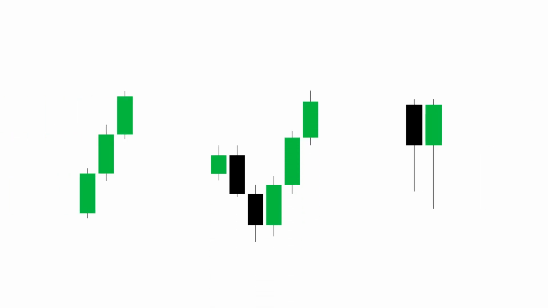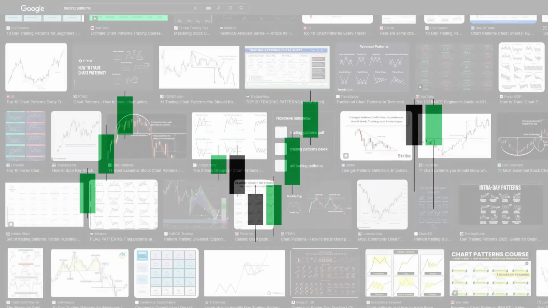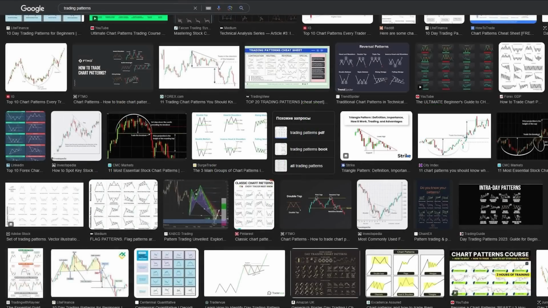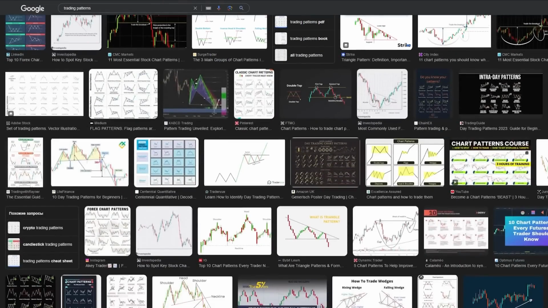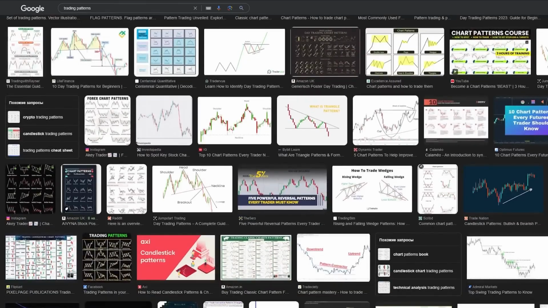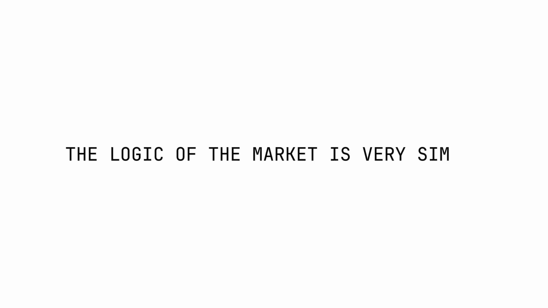In this video, I will tell you about the 3 main tools for market analysis that you will need once and for all. No more patterns and unnecessary clutter that only hinder and bring failures. I am sure you have not seen anything like this before. Let's get started. As we already know, the logic of the market is very simple.